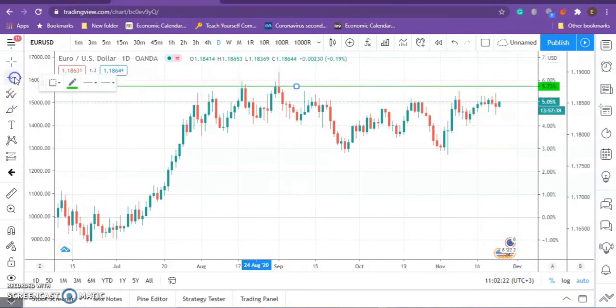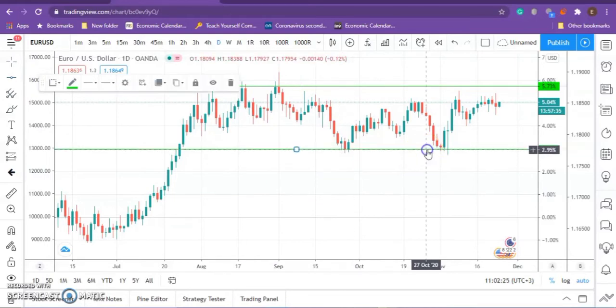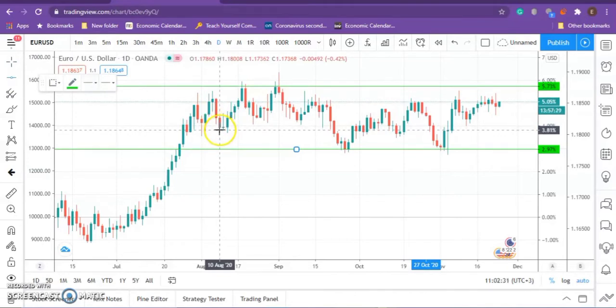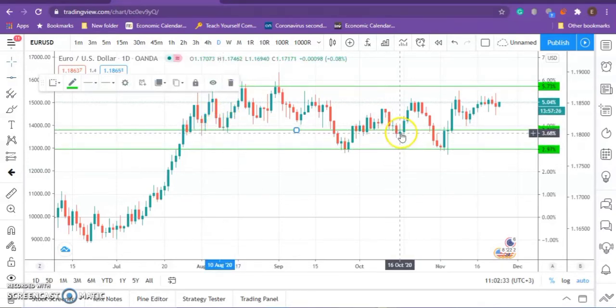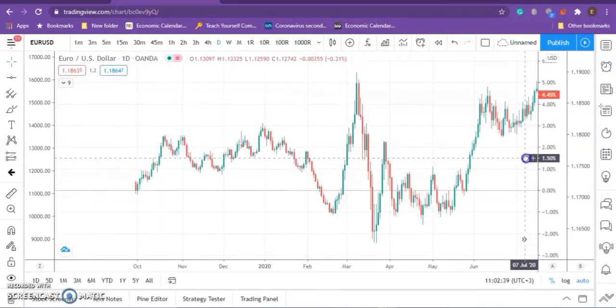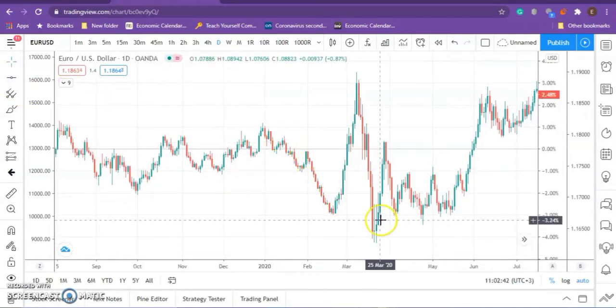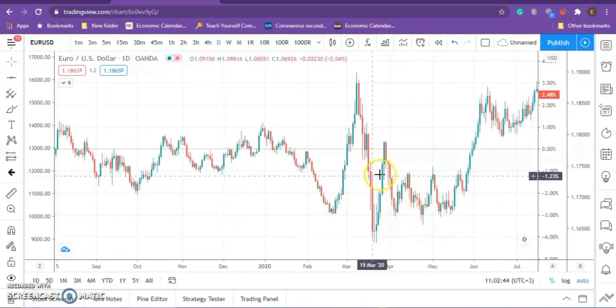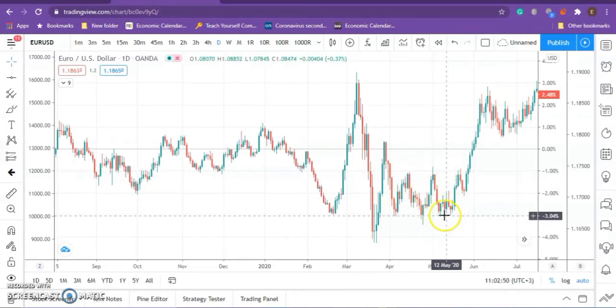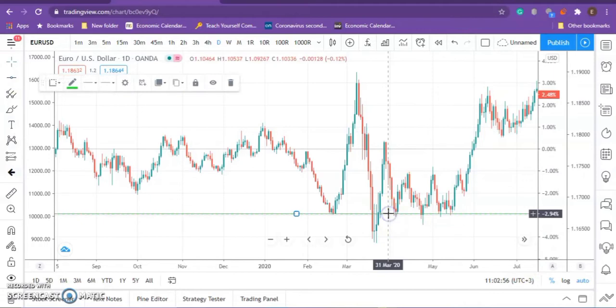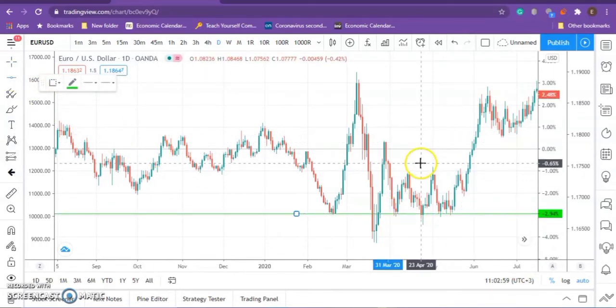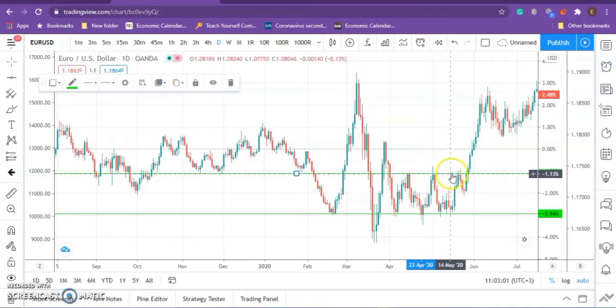Same case to the support. Because of this point and this point, I can put my support there. I can also put my second support right over here because of this point and also because of this level here. Another one will be just like here. We can see that when the graph reaches here, it goes back up. When it reaches here, it goes back up again. So there is some level of support right over here. So we can put our levels here. This will be our support, and then the upper one will be our resistance, just like over there.